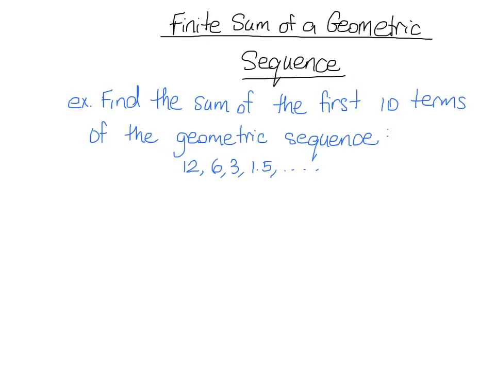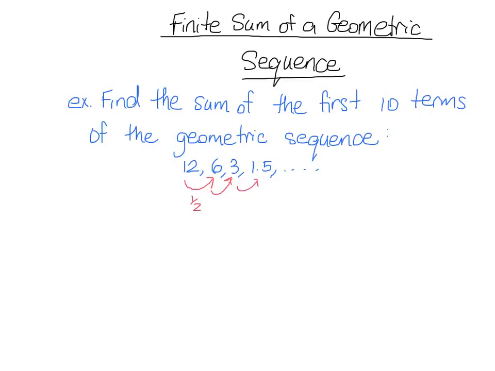In this video, we're going to look at how to find the sum of the first number of terms of a geometric sequence. So in this particular video, we're looking at a sequence that's going from 12 to 6 to 3 to 1.5. And we know it's a geometric sequence because each and every time we're multiplying by the same fixed number to get to each term.